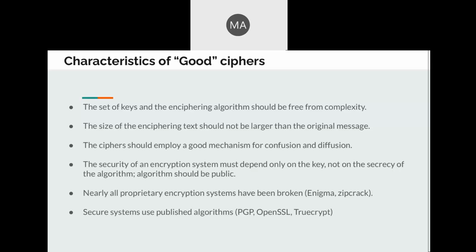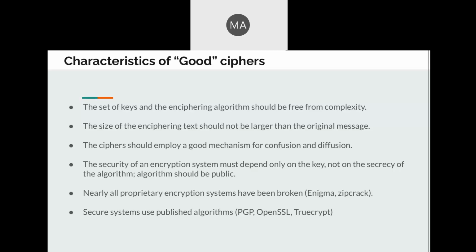The cipher should employ a good mechanism for confusion and diffusion, and also it should employ multiple iterative rounds. The security should not come from any kind of obscurity. That is, you should not tweak the algorithm and keep it secret to you or your organization. The algorithm should be public, and the only single secret should be the key. This is the standard principle known as Kerckhoffs's principle.